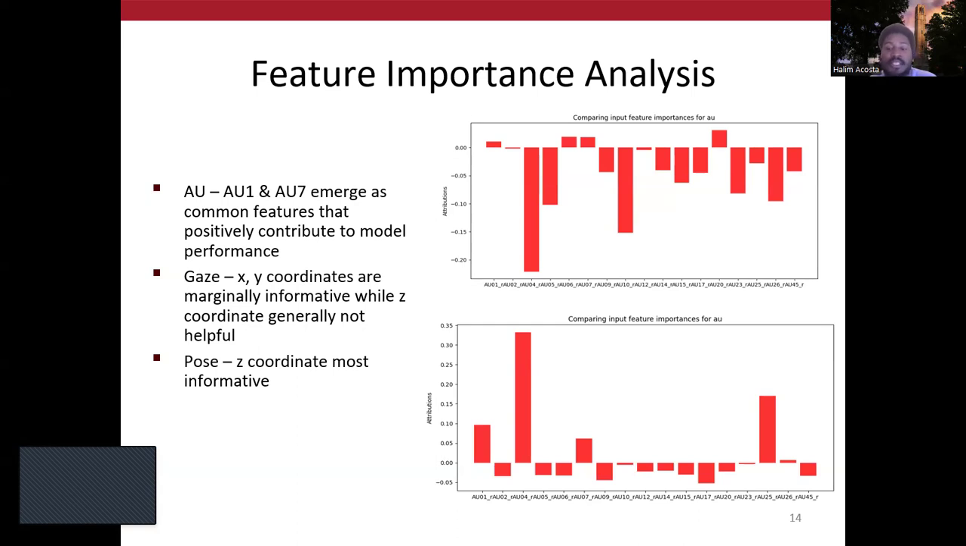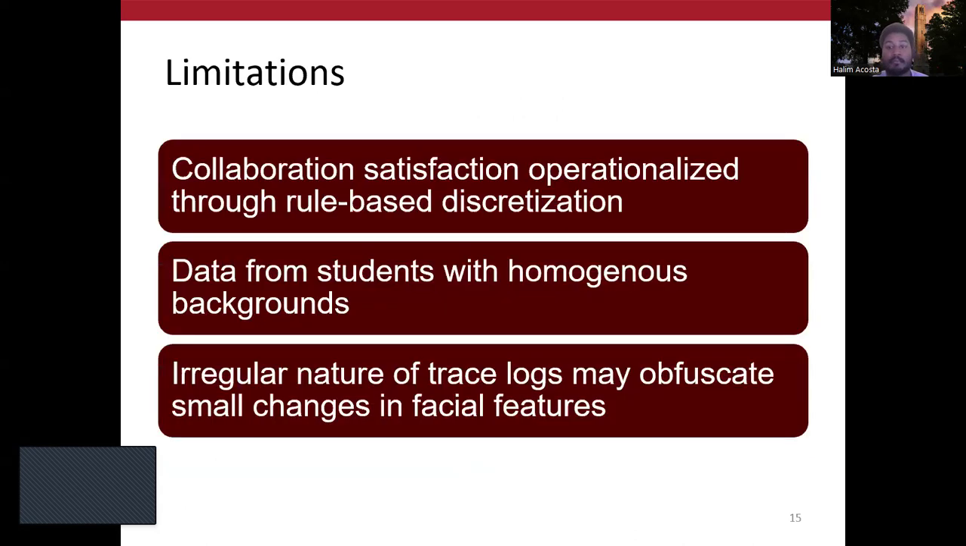For other modalities, we see that the horizontal movement of eye gaze marginally contributed to model performance, although overall gaze features were not shown to be particularly beneficial in predicting student collaboration satisfaction. Head tilt and nodding behavior associated with the z-coordinate of head pose is consistently shown to be an informative feature and enhances the predictive capabilities of multimodal models.